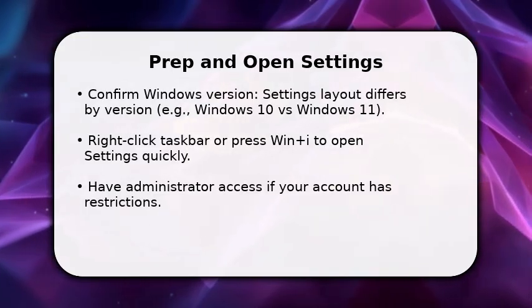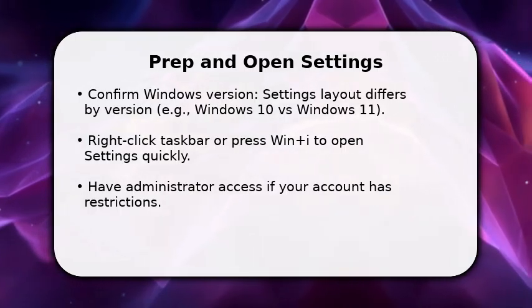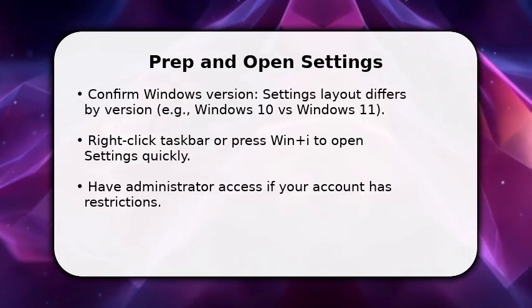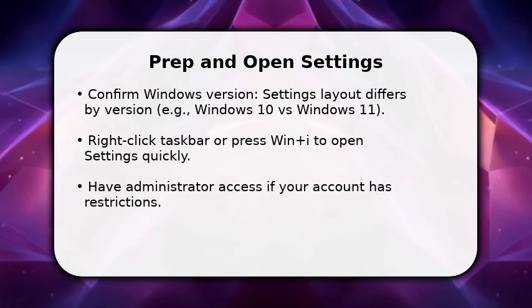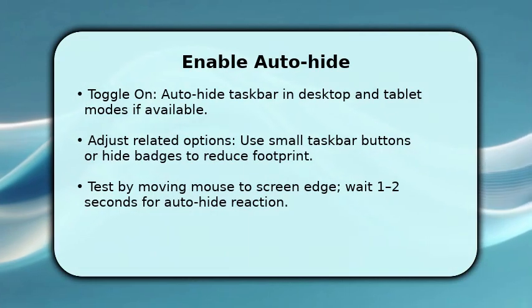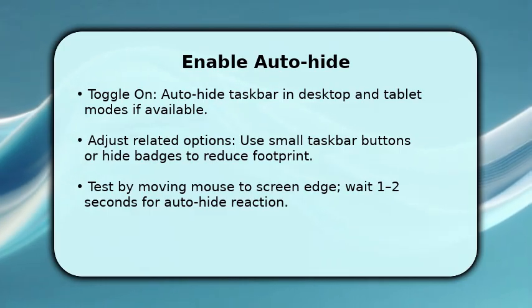Make sure your account has admin rights if options are missing, otherwise changes may not stick. Now that you're in the taskbar settings page, pause and look for the auto hide and related visibility toggles. You'll enable auto hide to make the taskbar slide away. Toggle the auto hide switch and observe the immediate effect.